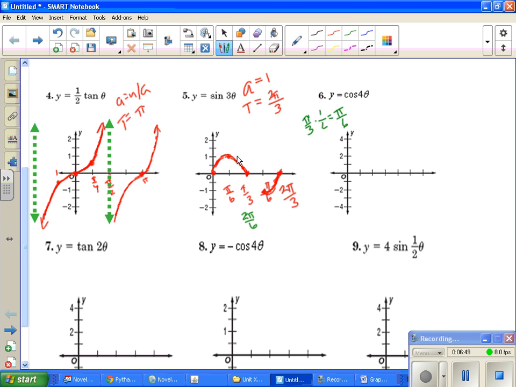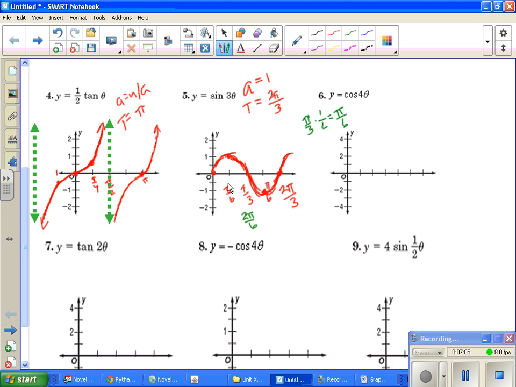Messing it up. There we go. Flip it down. Something like that. All right. And there you go.